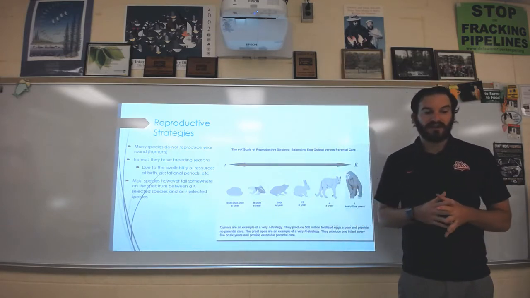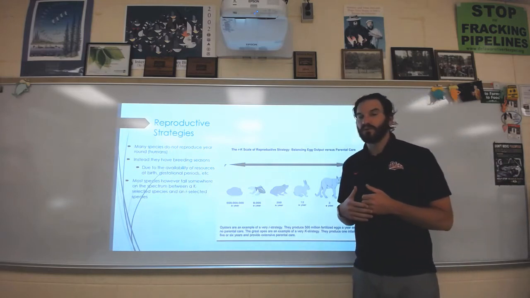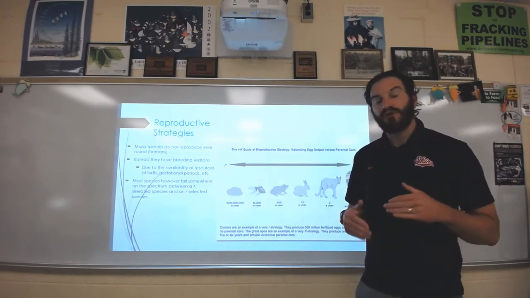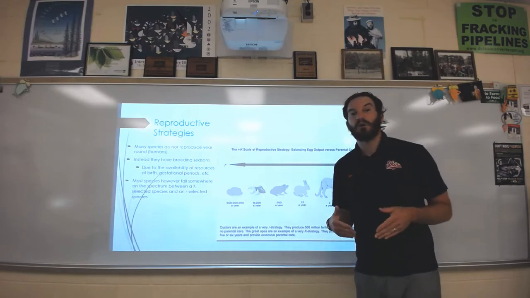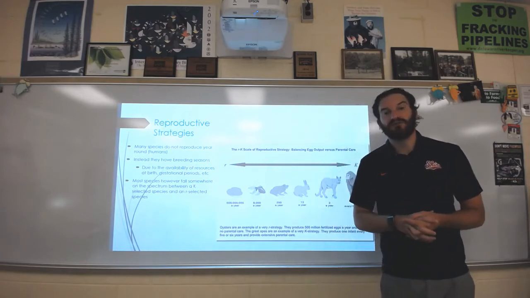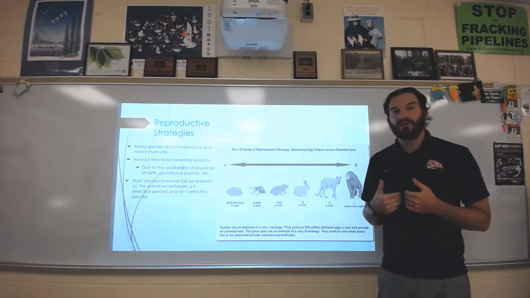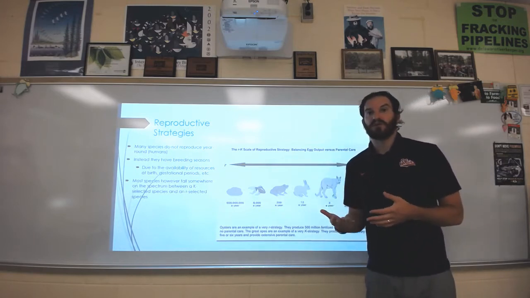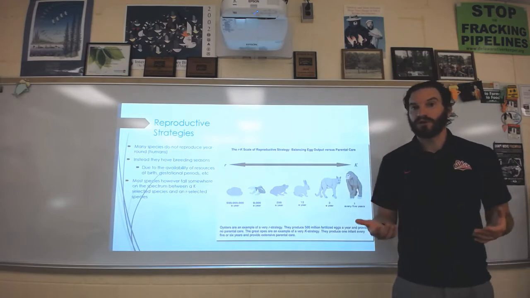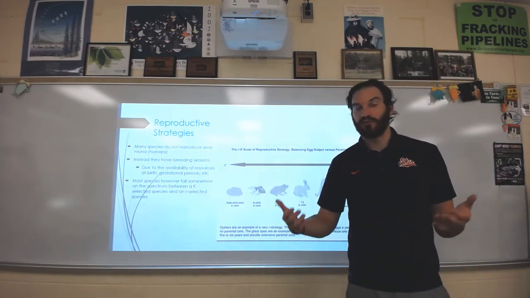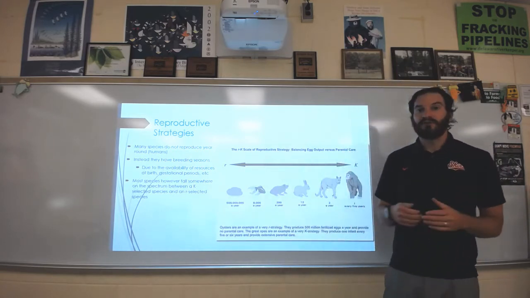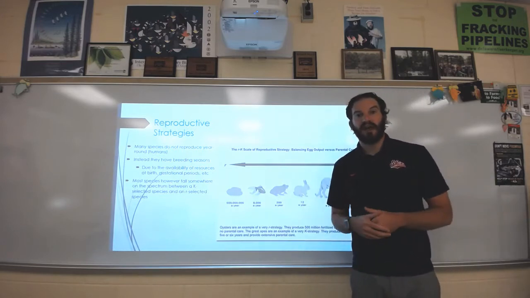K-selected and R-selected, again, is a reproductive strategy. What we're really looking at is how frequently you have offspring and how much parental care you put into raising those offspring. Humans, for example, when you reproduce, most of the time it's one offspring, but yes, you can have two, three, or more. But for the most part, it's a single birth at a time.